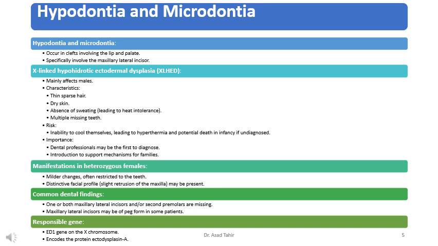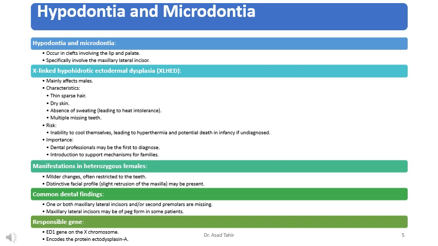Importance: dental professionals may be the first to diagnose. Introduction to support mechanisms for families. Manifestations in heterozygous females. Milder changes, often restricted to the teeth. Distinctive facial profile, slight protrusion of the maxilla may be present. Common dental findings: one or both maxillary incisors and/or second premolars are missing. Maxillary lateral incisors may be of peg form in some patients.